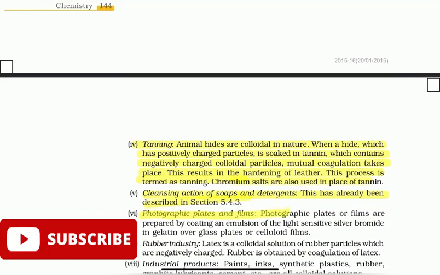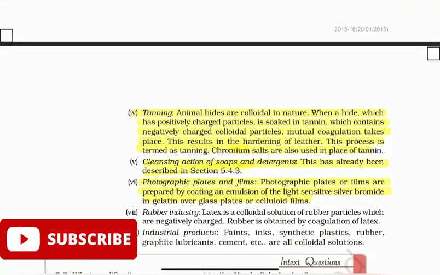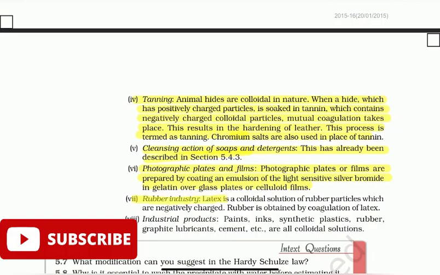Photographic plates and films. Photographic plates or films are prepared by coating an emulsion of the light-sensitive silver bromide in gelatin over glass plates or celluloid films. Rubber industry. Latex is a colloidal solution of rubber particles which are negatively charged. Rubber is obtained by coagulation of latex. Industrial products: paints, ink, synthetic plastics, rubber, graphite lubricants, cement are all colloidal solutions.